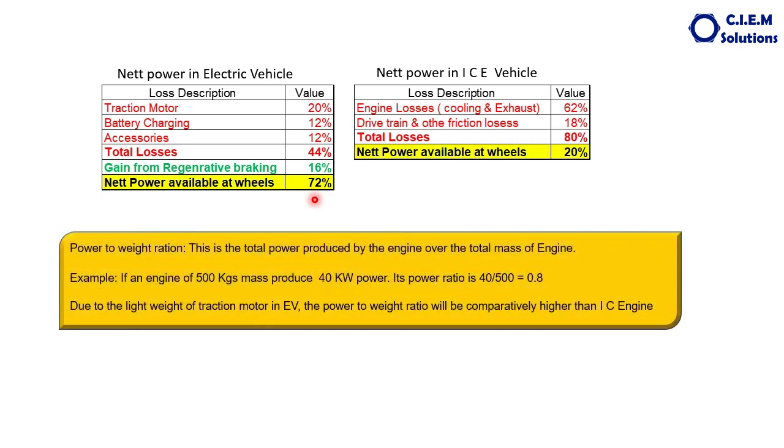What is the power to weight ratio? This is the total power produced by an engine over the total mass of the engine. For example, if an engine of 500 kg mass produces 40 kilowatts of power, its power to weight ratio will be 40 divided by 500, which is 0.8. Due to the light weight of the traction motor in the electric vehicle, the power to weight ratio will be comparatively higher than that of IC engines.